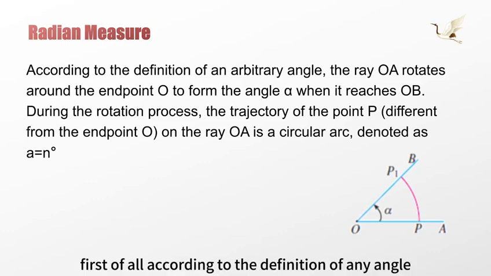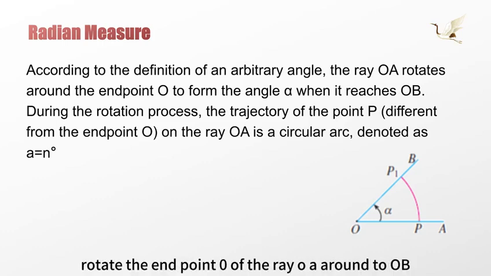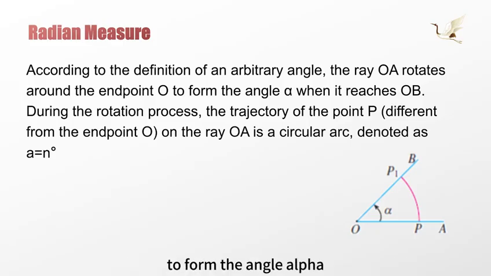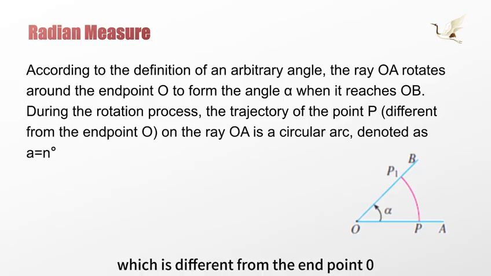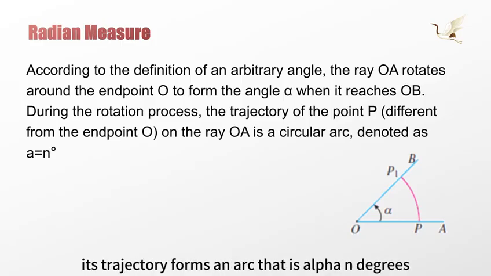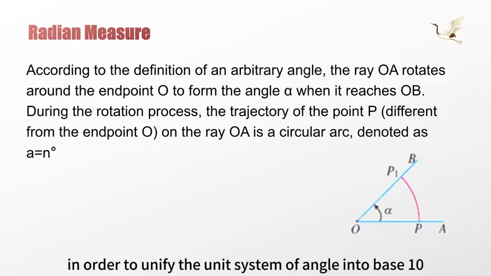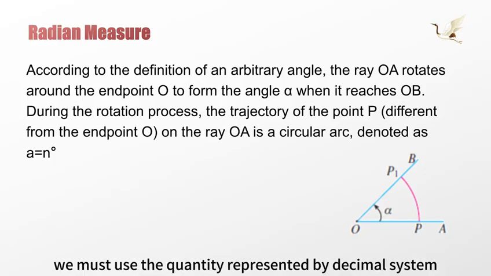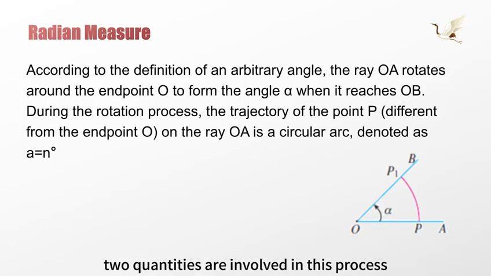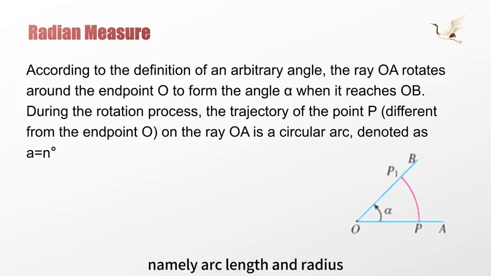First of all, according to the definition of any angle, rotate the ray OA around the endpoint O to OB to form the angle alpha. In the process of rotation, there is a point P on the ray OA, different from the endpoint O. Its trajectory forms an arc, that is, alpha equals n degrees. In order to unify the unit system of angle into base 10, we must use the quantity represented by the decimal system. Two quantities are involved in this process, namely arc length and radius.